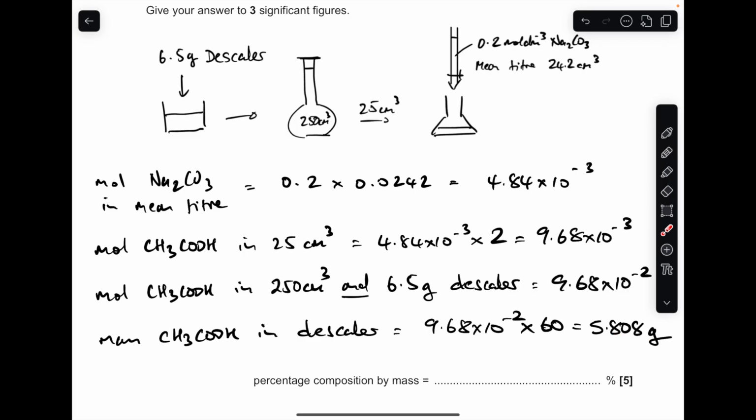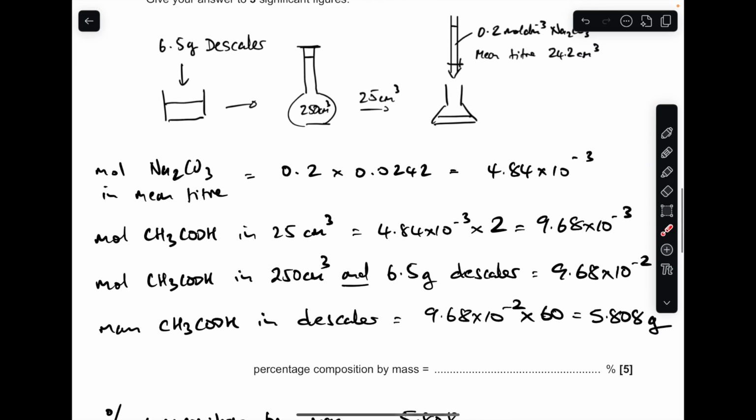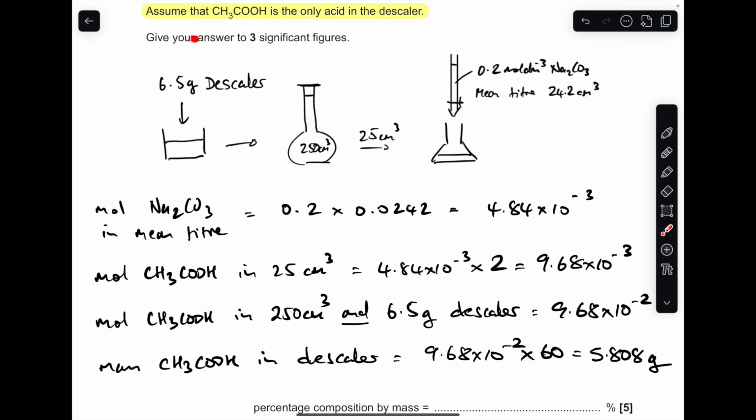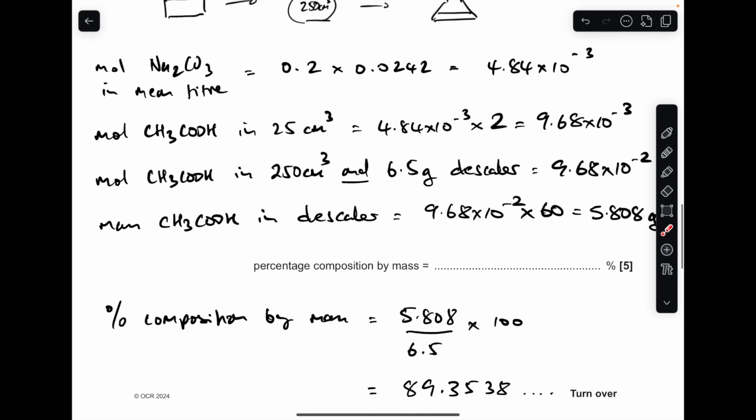All we need to do now is divide by the 6.5 grams of descaler, multiply by 100, and that'll put it into a percentage. So there's the calculator value there, but the question did specify that we had to give our answer to 3 significant figures. So it's going to be 89.4.